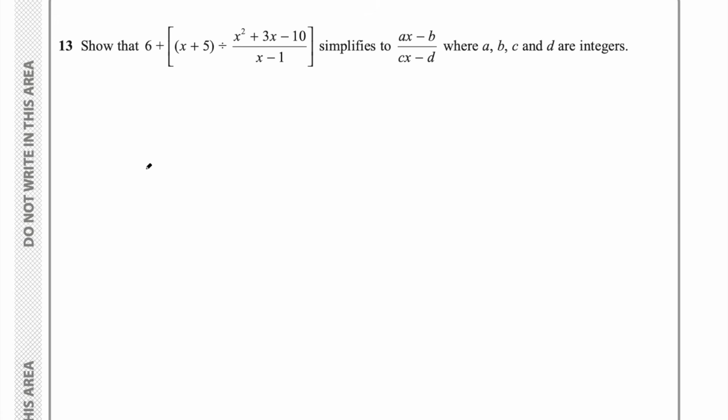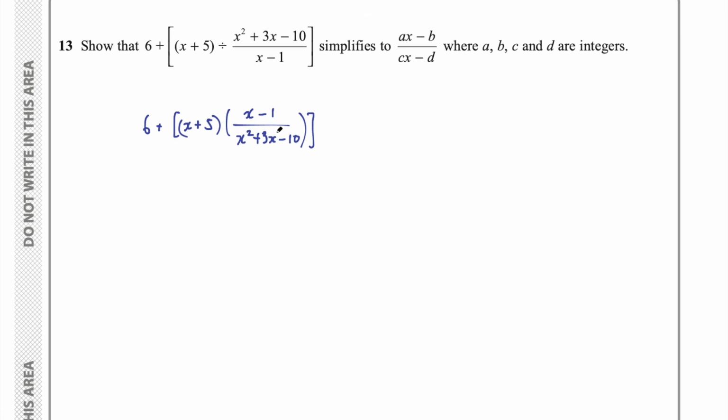So what I mean is to write this expression as 6 plus x plus 5 multiplied by x take 1 over x squared plus 3x take 10. So you can see I've flipped that fraction and then now I can multiply these two things. So x plus 5 multiplied by this thing.